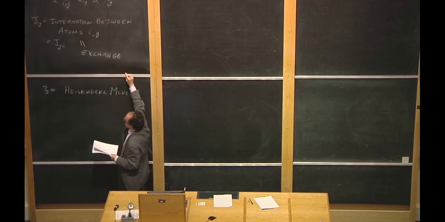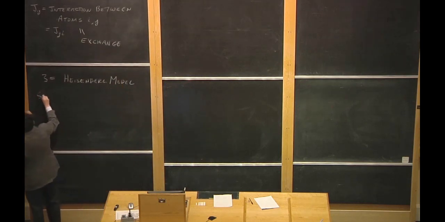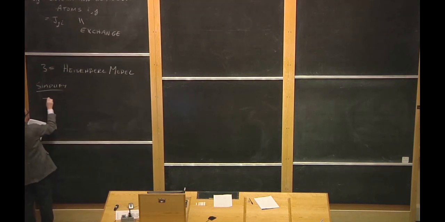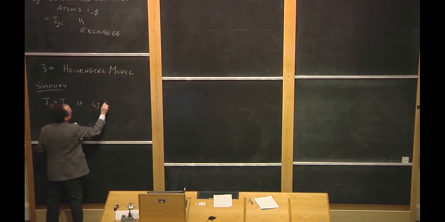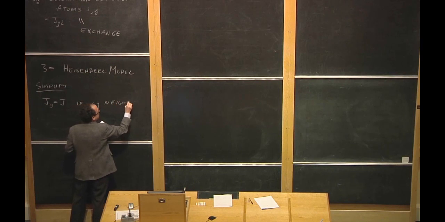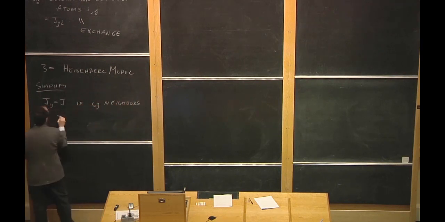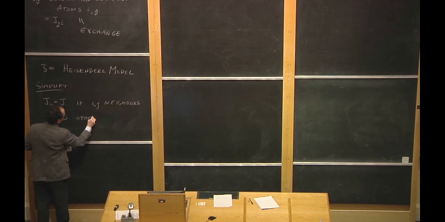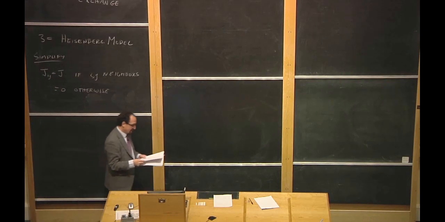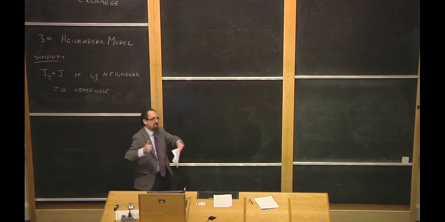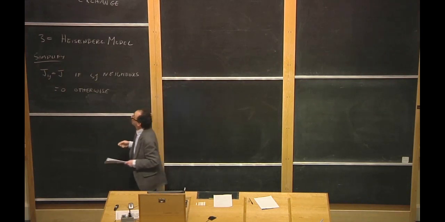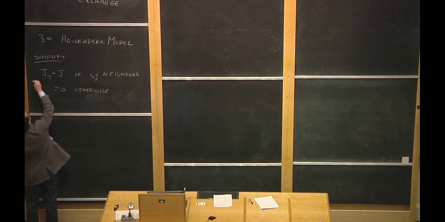Now we're going to simplify this even further by setting J_ij equal to J if i and j are neighbors, and we're going to set it equal to 0 otherwise. In other words, we're just going to keep track of interaction between spins that happen to be nearest neighbors with each other. It's a fairly good approximation that spins on atoms that are close to each other see each other, and if they're farther from each other, they don't see each other. So this is simplification 1.